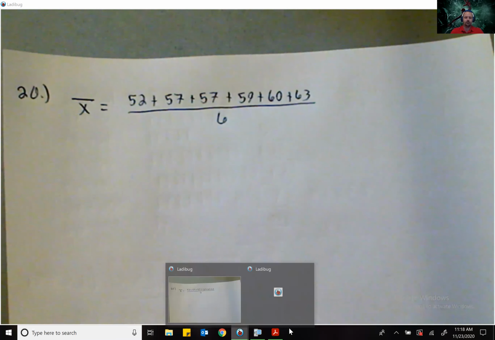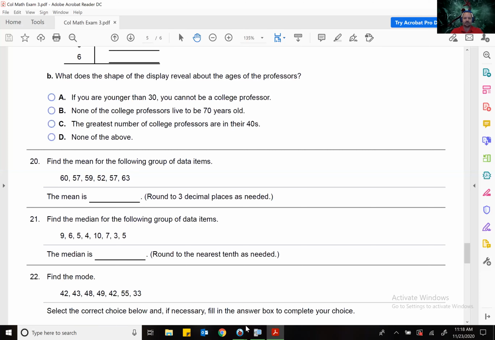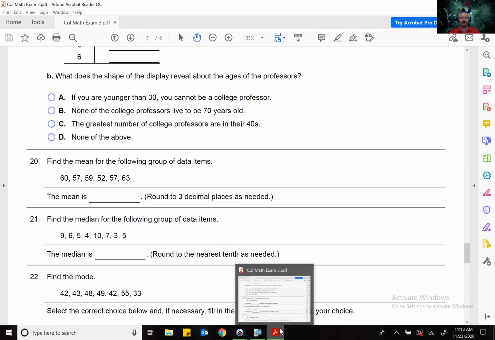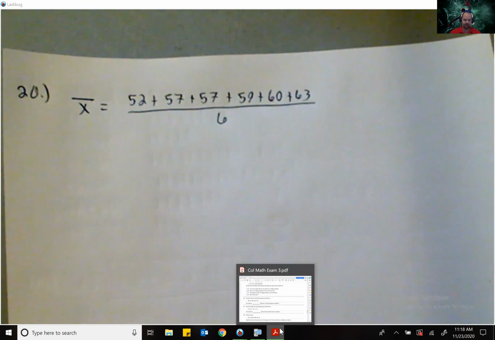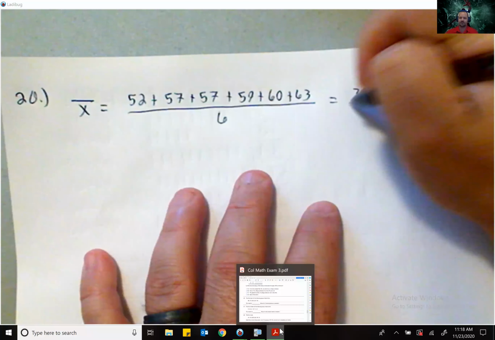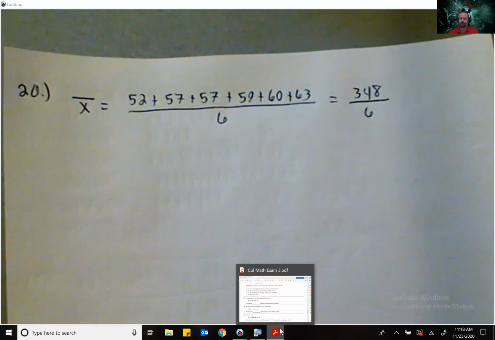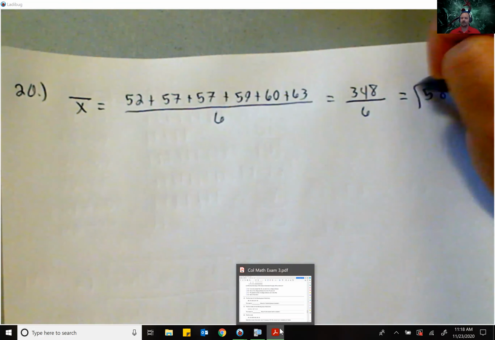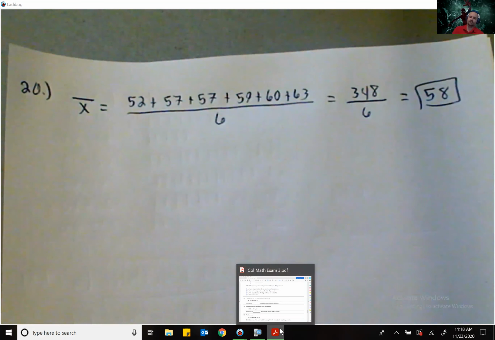And it says to round to 3 decimal places if needed. Okay. So you just go to your handy dandy calculator, and 52 plus 57 plus 57 plus 59 plus 60 plus 63 gives us 348. And we're going to divide that by 6. So when you divide that by 6, answer's 58. So there you go. The mean is just the average. Add it all up, divide by the total. So there's number 20.